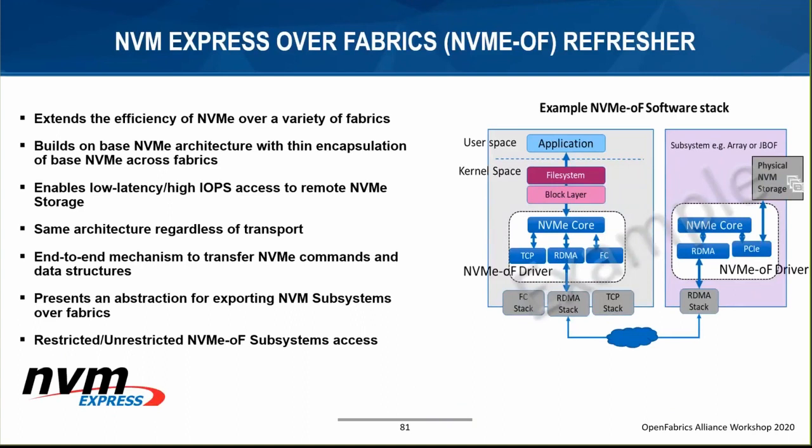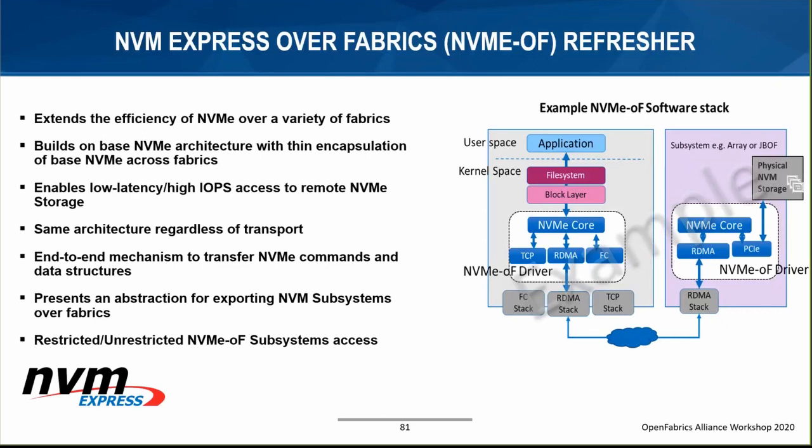Thank you. So this is a bit of a review. NVMe is an industry standard solution for efficient PCIe attached non-volatile memory storage access. It enables low latency, high IOPS direct attached access to NVM storage. NVMe over fabrics extends the parallelism and efficiencies of NVMe over fabrics. Currently supported are iWARP and RoCE, InfiniBand, Fibre Channel, and TCP. Really, NVMe over fabrics builds on the base NVMe architecture with a thin encapsulation of base NVMe across fabrics.